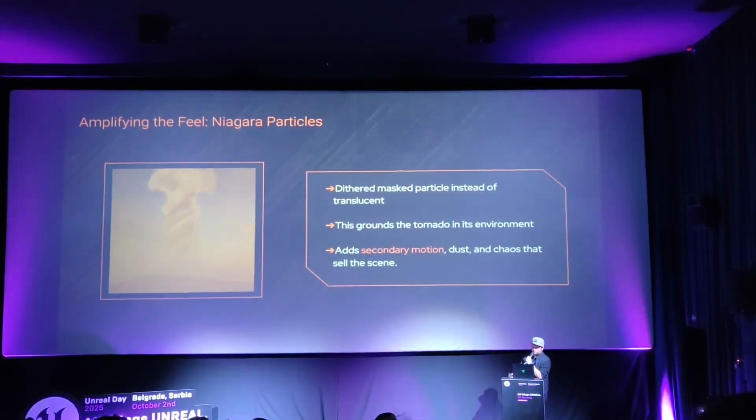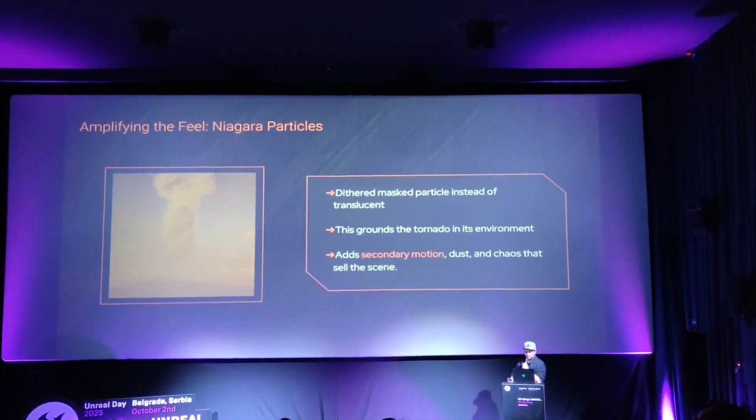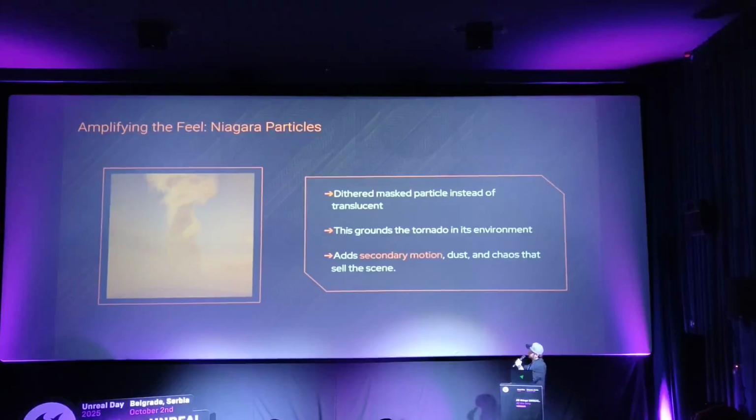These particles create the swirling sand and dust that ground the tornado in its environment. This also adds an essential layer of secondary motion, dust, and chaos that sells the entire scene.